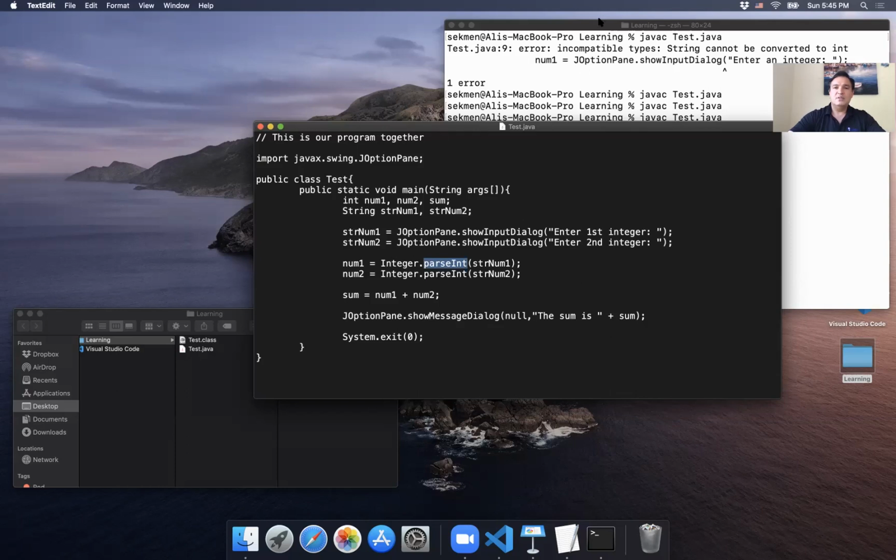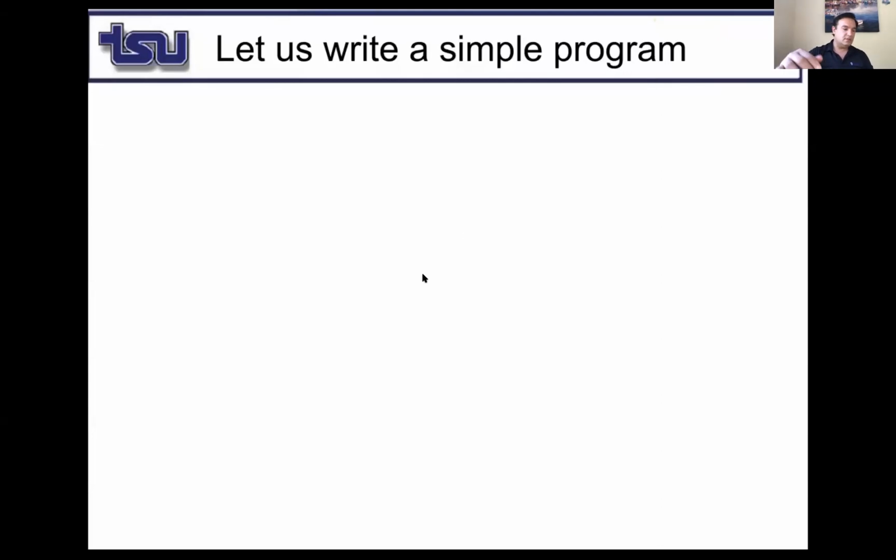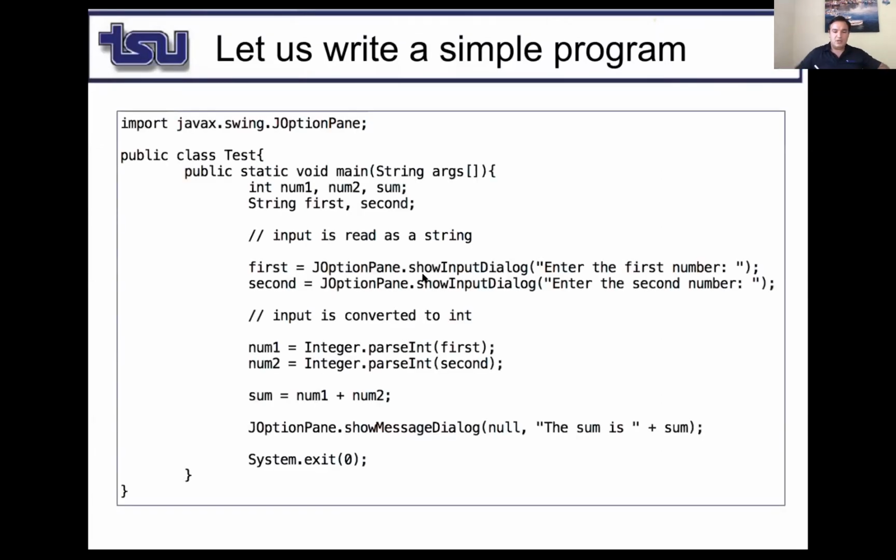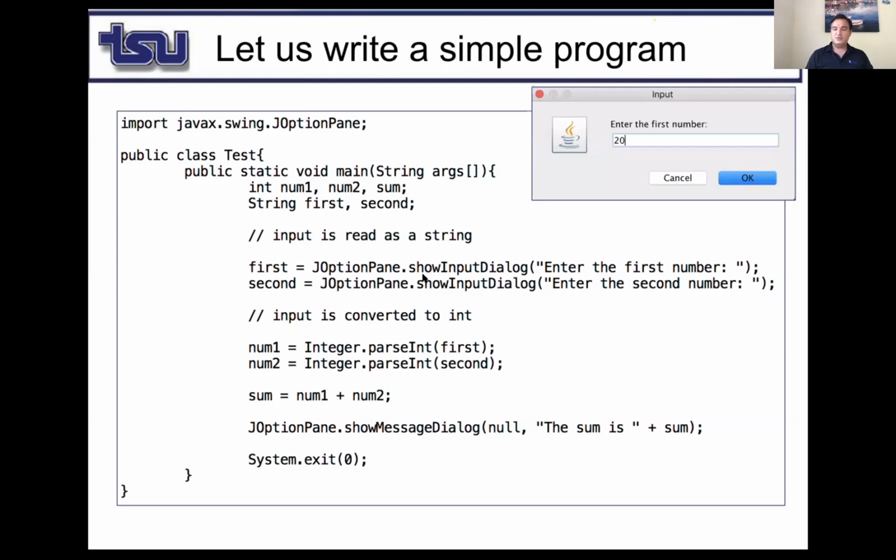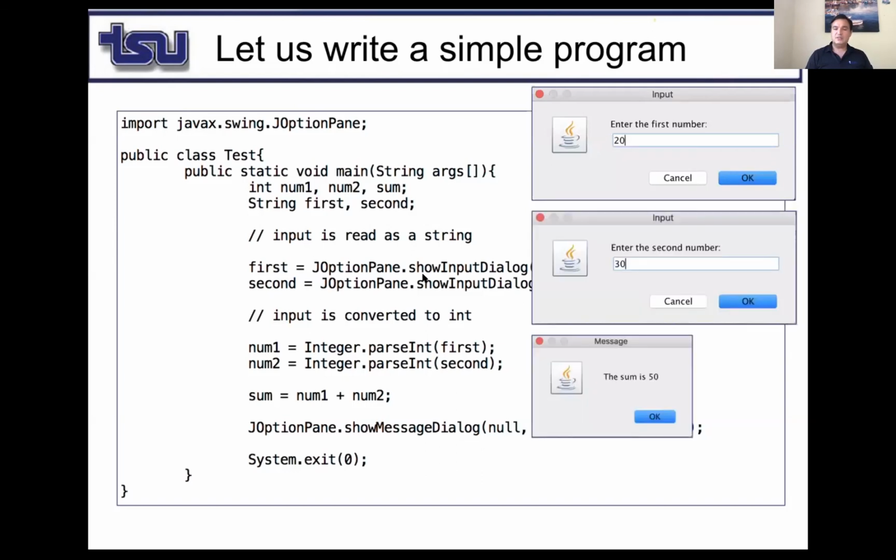Okay, so I'm gonna see you in a bit. Okay, so let's see. This was the program, or very similar to this one. Again, we imported this and so on. Instead of strNum1, strNum2, I probably used first and second here. So I say enter the first number, enter the second number, the sum is 50.